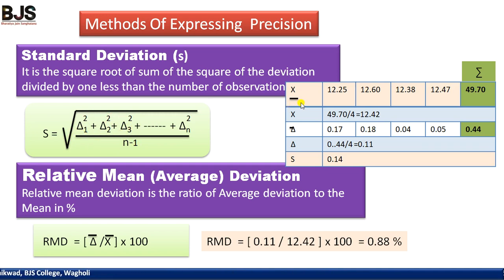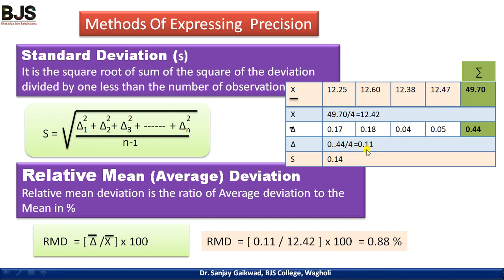Now from this formula, suppose an example, these are the x values. Now these x values are given as 12.25, 12.60, 12.38, 12.47. These are the results given by the 4 students. The mean value x bar equals 12.42, while the deviations delta are given as 0.17, 0.18, 0.14, 0.15. These are the delta values, that is the deviations.